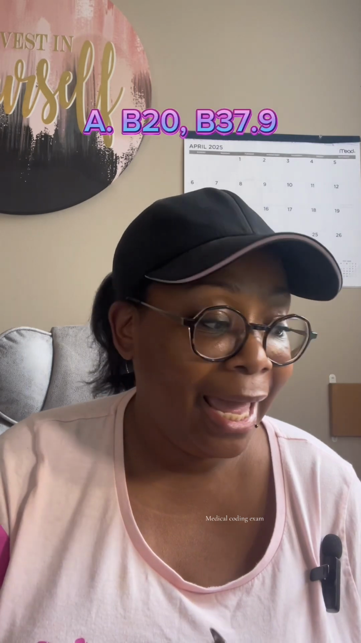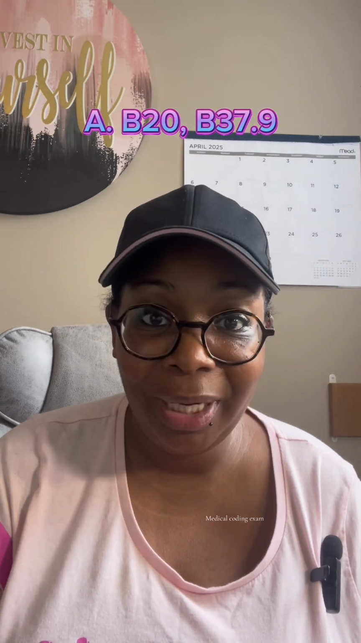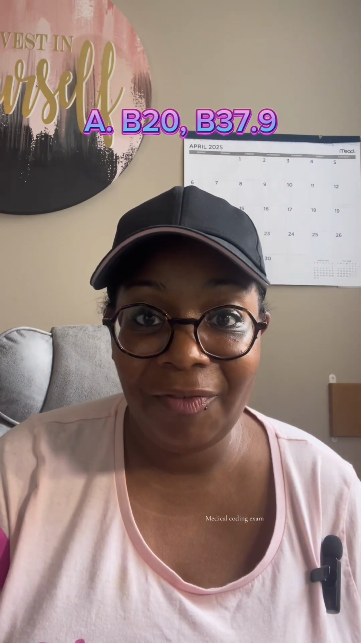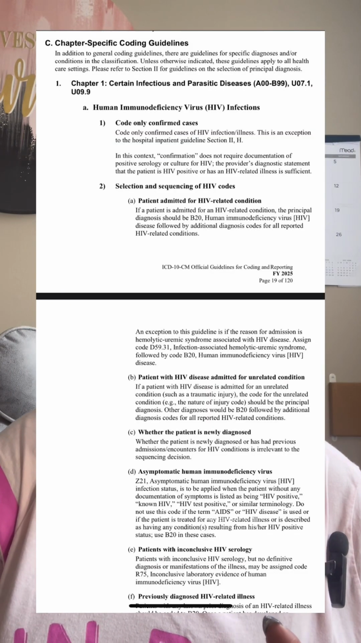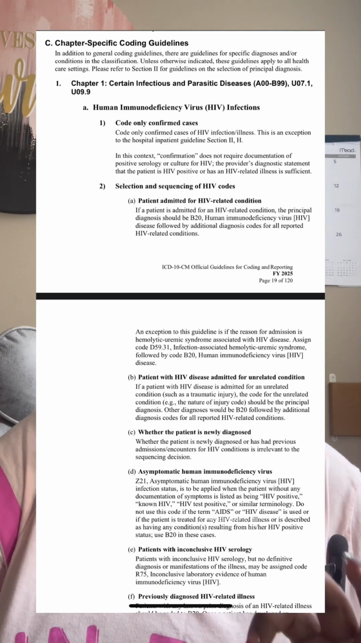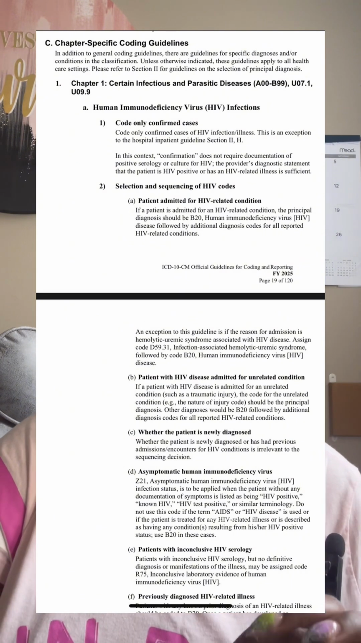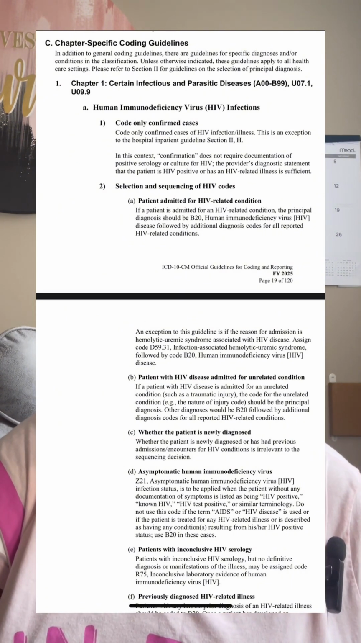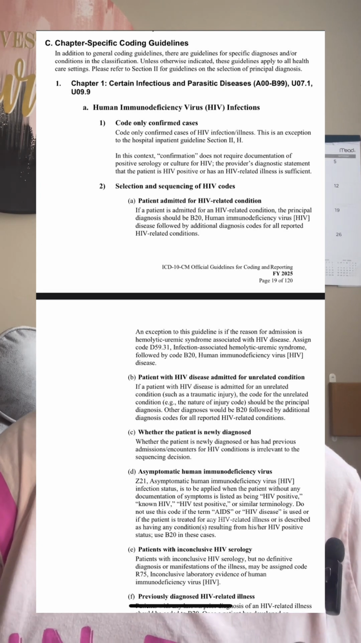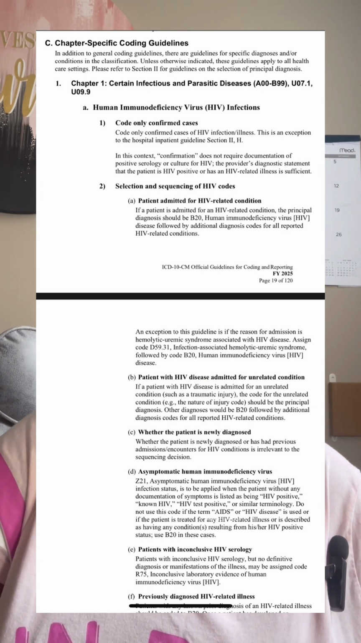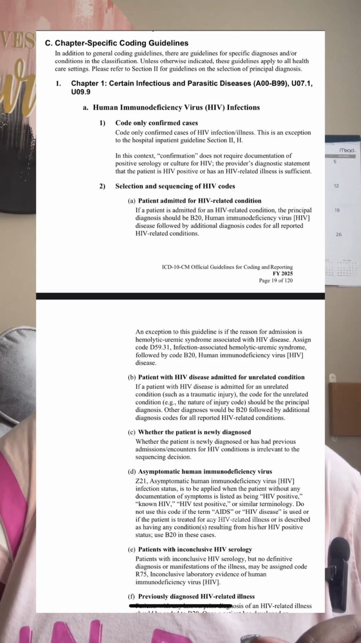So the answer choice would be A, and that is B20, B37.9. And here's why. According to the coding guideline, and this would be under Section C of your coding guidelines, chapter specific coding guidelines, number one is certain infectious and parasitic diseases, and they give you your HIV infection guidelines.